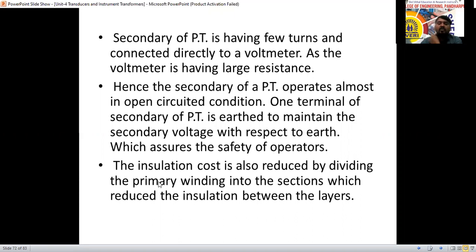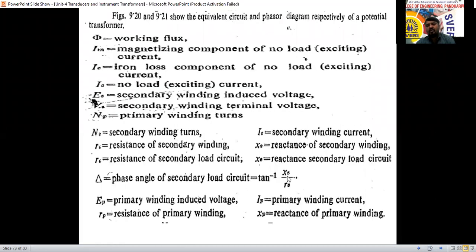For higher voltage, higher insulation is needed. So insulation cost is reduced by dividing the primary winding into sections, which reduces the insulation between the layers. Now we can reduce the winding, one winding, two windings, that can also be reduced. They have mentioned it here. Now we will go for the derivation of the transformation ratio of the potential transformer.